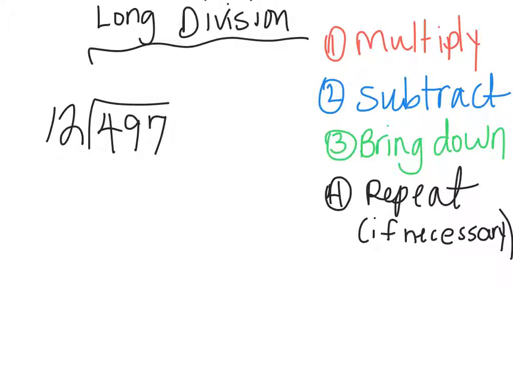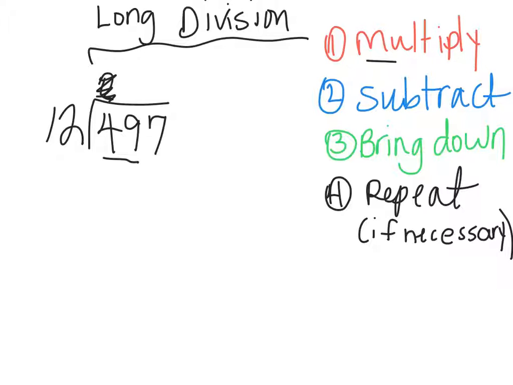Okay, so let's try this over here. So the first thing we're going to do is multiply. 12 times what gets 4? Nothing, right? 12 times nothing will get me 4. Okay, so I don't even have to put anything right here. Or I can put a 0, or I can mark this spot out. I'm not worried about 4 anymore. I'm moving on to 49.